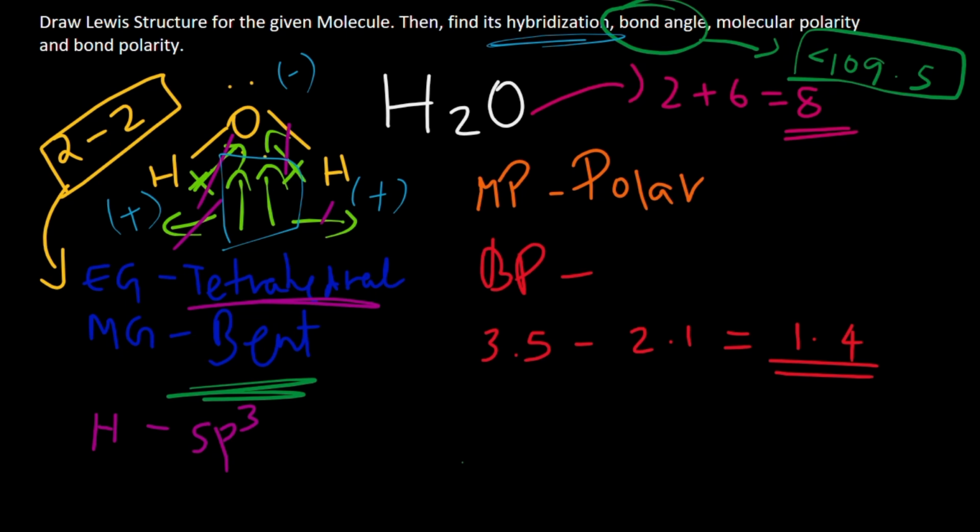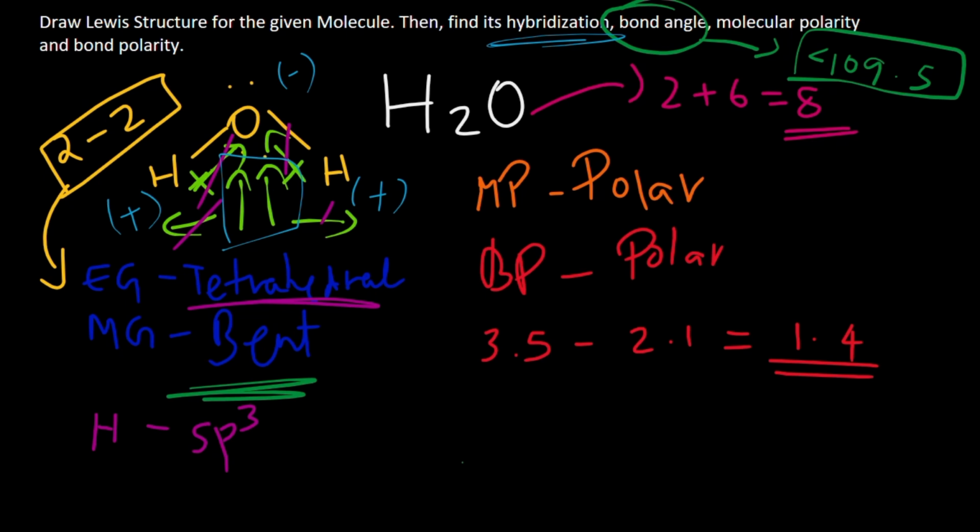And we know that if something is greater than 0.3 but less than or equal to 1.7, it's still going to be polar. So what it means is that H2O, or water, is a highly polar molecule. So that's how you find the bond polarity. Okay, so that is it about water, that's about H2O.